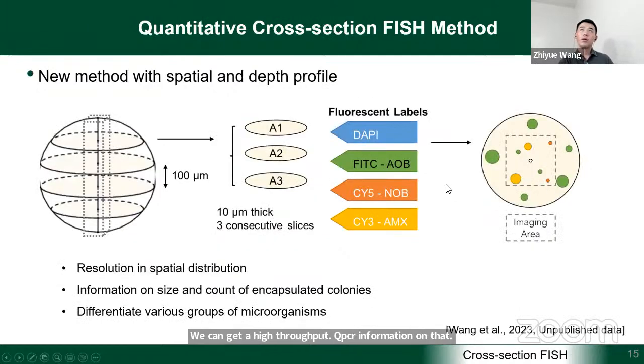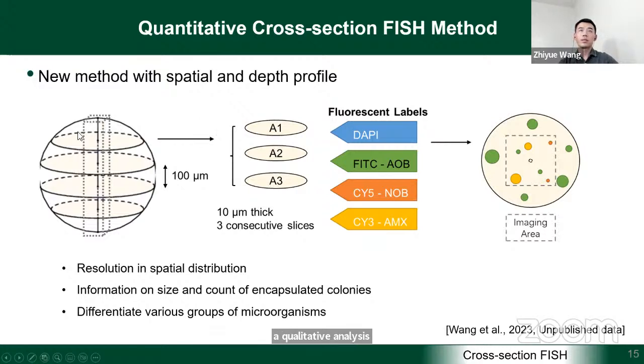So it seems that there's no existing method that can provide us the information on a spatial and depth profile of microorganisms inside the encapsulant. We decided to modify the existing cross-section FISH method to have a quantitative analysis out of the images.